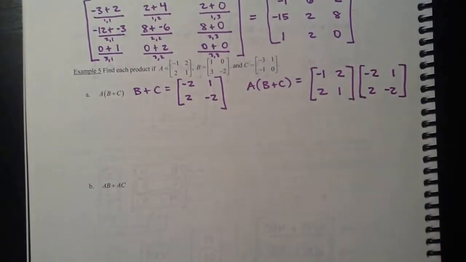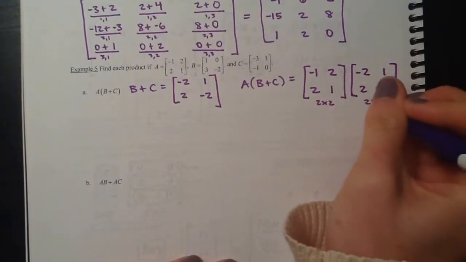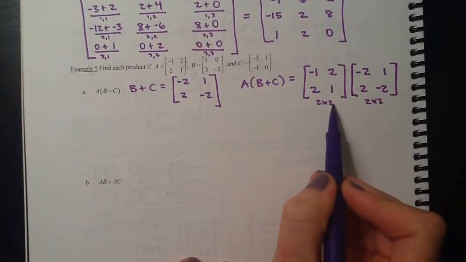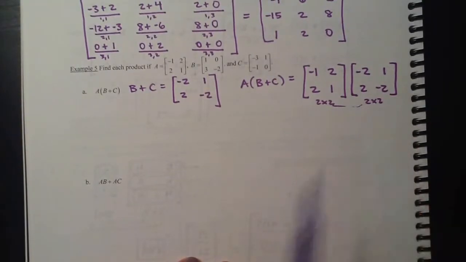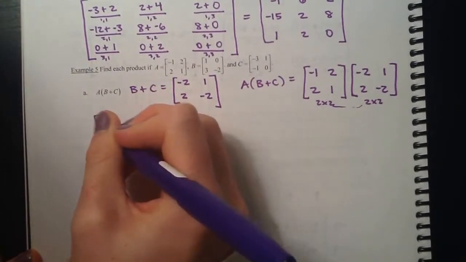Okay, so we're going to multiply these two matrices together. Again, they are both 2 by 2s, which means I'm allowed to multiply them. These middle numbers match, and so the outside will be my new dimension. So I know my new dimension is going to be a 2 by 2.